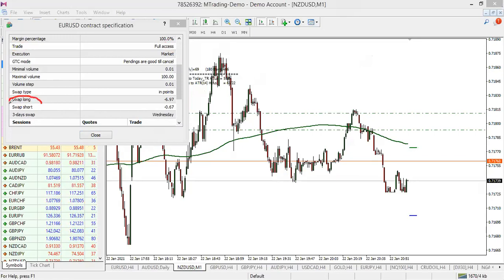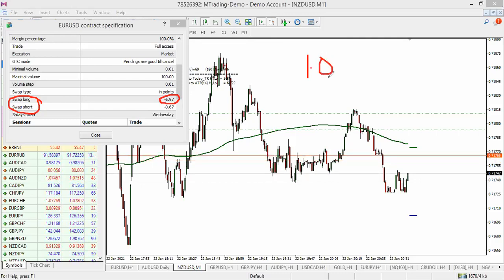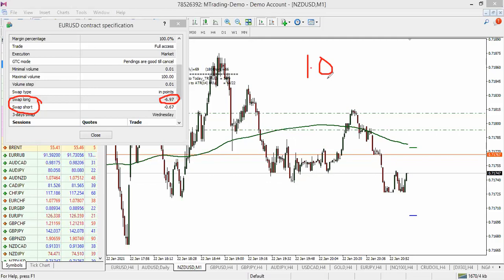So we have swap long and swap short. This is the charges. When you buy this currency pair, when you go long, you'll be charged 6.97 on a standard lot. That is when you use 1.0, you'll be charged 6.97 dollars every night. That's the meaning of this.